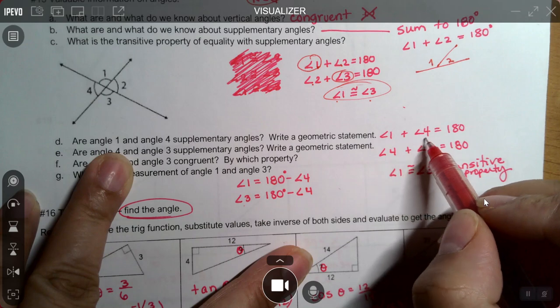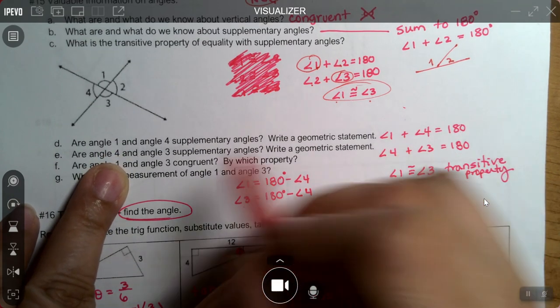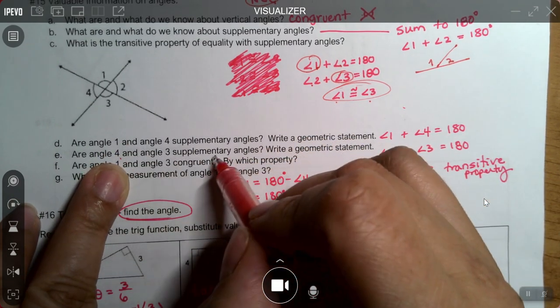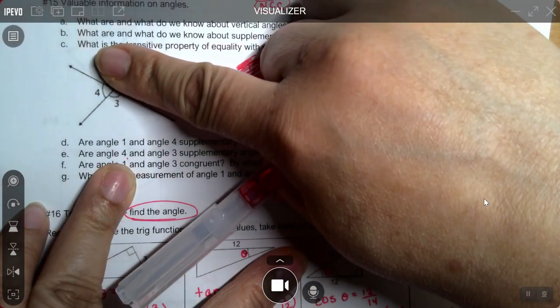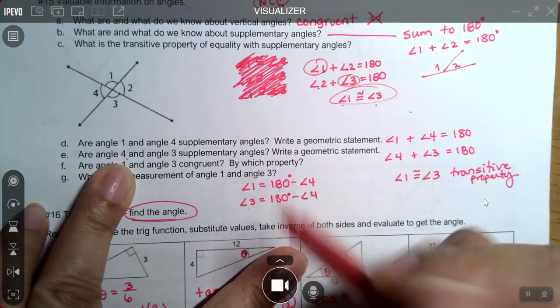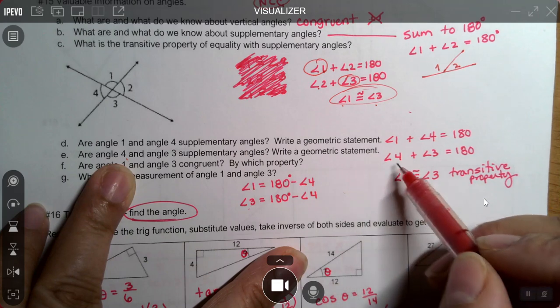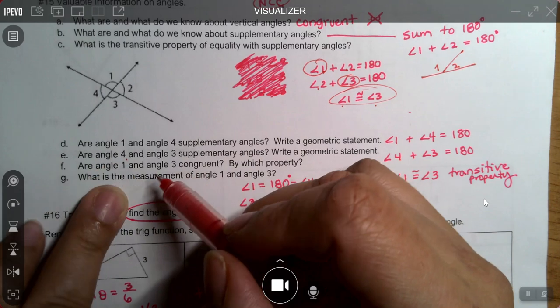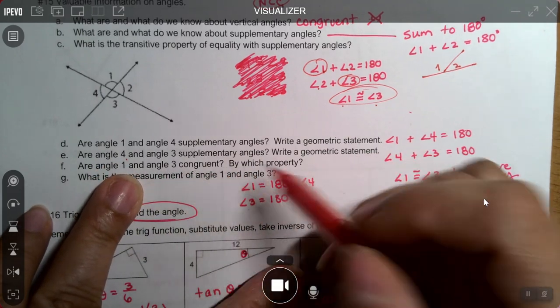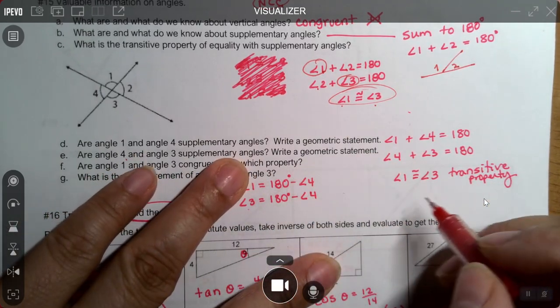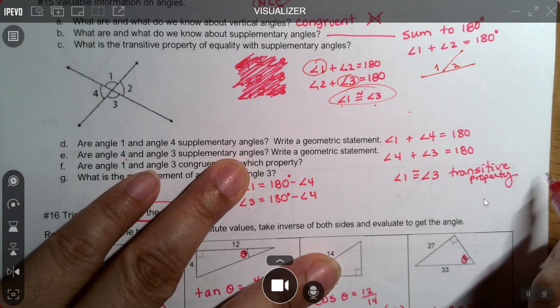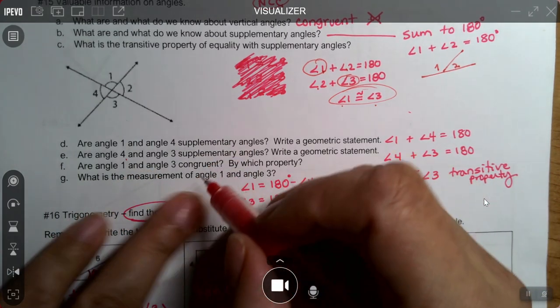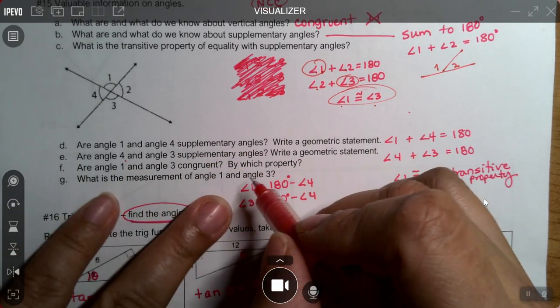Angle 1 plus angle 4 equals 180. Are angle 4 and angle 3 supplementary? Yes, they are. Write the statement. Angle 4 plus angle 3 equals 180. Are angle 1 and 3 congruent? And by which property? Yes, they're congruent by the transitive property. What is the measurement of angle 1 and angle 3?